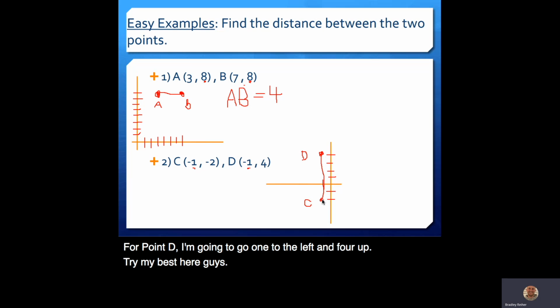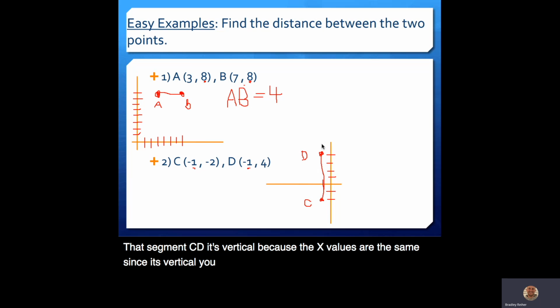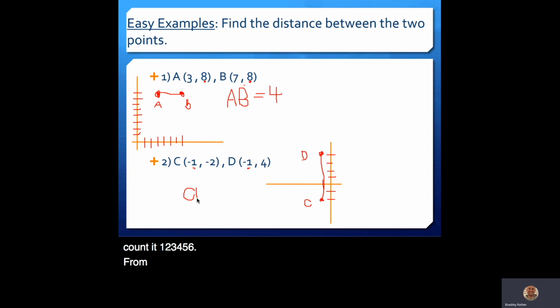That's segment CD. It's vertical because the x values are the same. Since it's vertical, you could actually count the distance from C to D. That's the length of that segment. Let's count it. 1, 2, 3, 4, 5, 6. From C to D is 6. Okay?